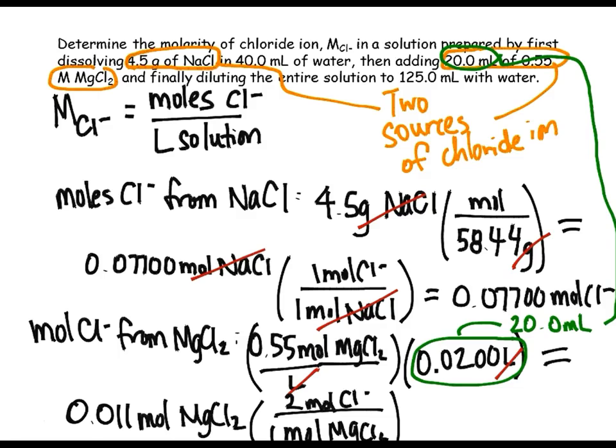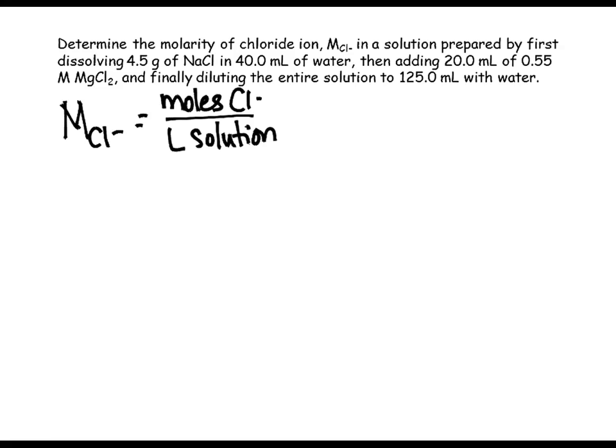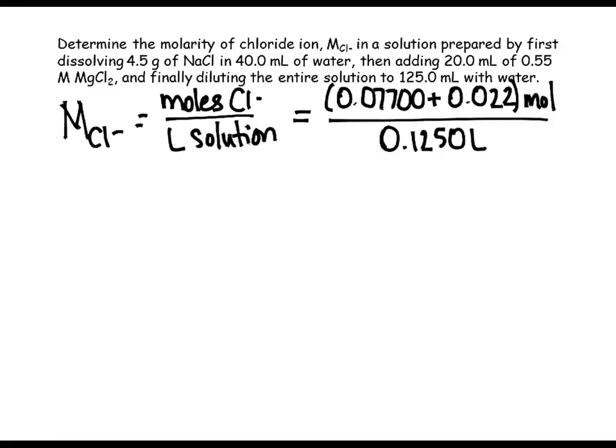Now here the stoichiometry is 2-to-1 because you can see that there are 2 chloride ions per 1 mole of magnesium chloride. 2 moles of chloride per 1 mole of magnesium chloride. So we have to multiply that number by 2, and that's going to give us 0.022 moles of chloride ion. We're going to add that to the other source of chloride, the sodium chloride. We're going to add those together, and that's in the numerator. You can see the 0.077 from the sodium chloride and the 0.022 from the magnesium chloride. Those go together in the numerator because we've just added them together, right? They're mixed in the same container.